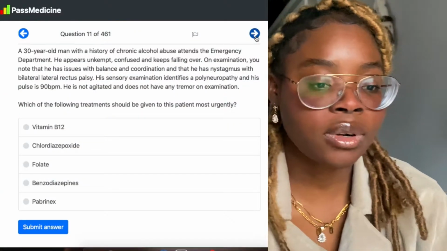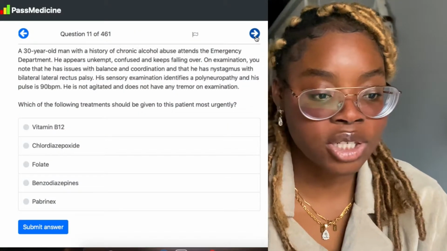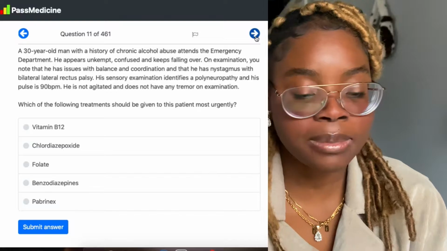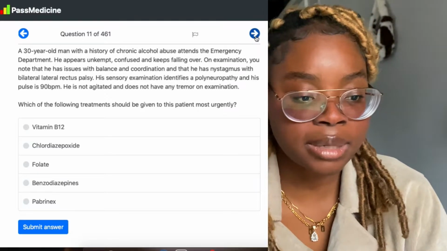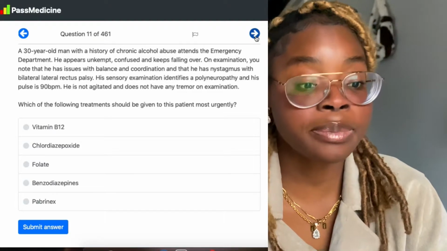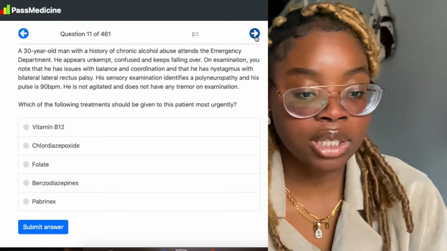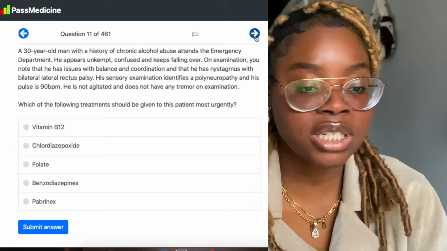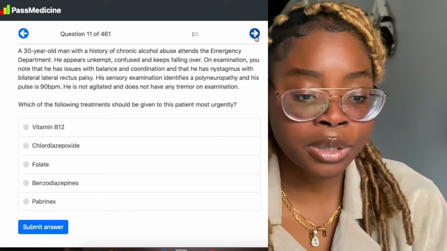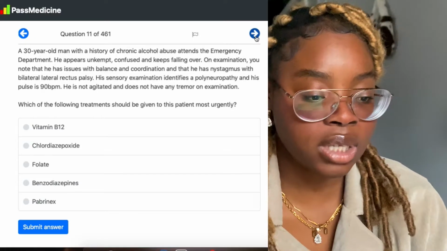A 30-year-old man, history of chronic alcohol abuse, attends the emergency department, unkempt, confused, keeps falling over. You note that he has issues with balance and coordination. He has nystagmus with bilateral lateral rectus palsy. His sensory examination identifies a polyneuropathy and his pulse is 90 beats per minute. He's not agitated, doesn't have any tremor. Which of the following treatments should be given to this patient most urgently?